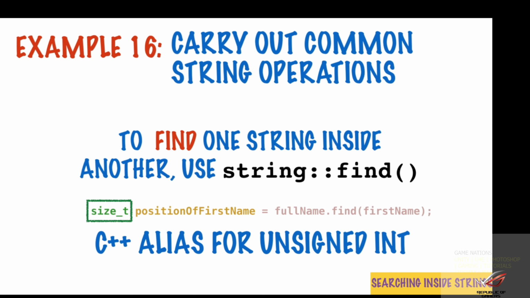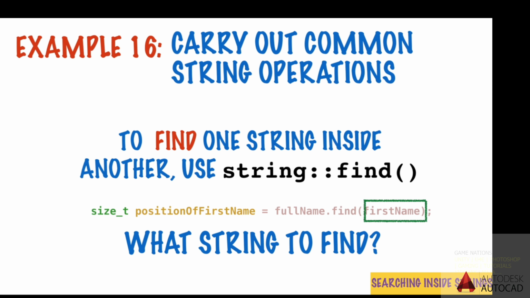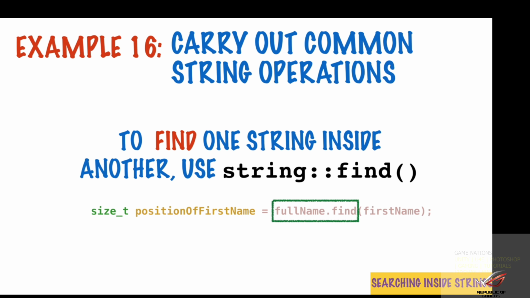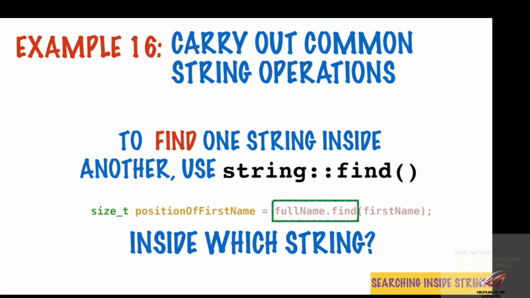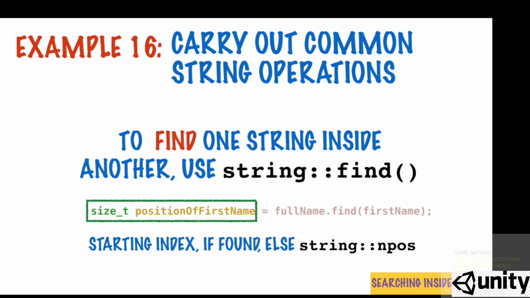Okay, moving on to the other parts of this line. The input argument is what string is to be found. Here again, this is a string variable, i.e. we are searching for one string inside another. The next obvious question is, well, what string are we searching inside? And this is the full name string. In other words, full name is the string which is receiving this function call. It's the receiver. And the output of this function is the position, the starting index of that string if it was found. And if not, it's a special value called npos.